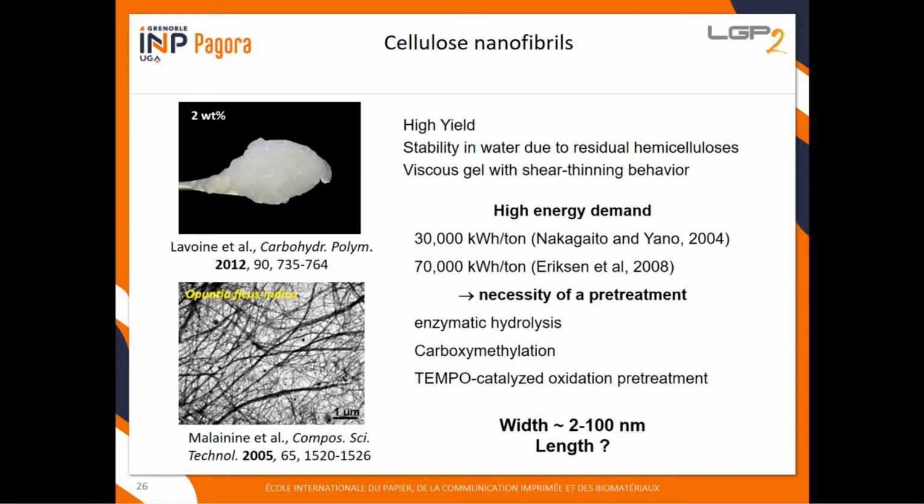It consists of very long, flexible filaments that consist of alternating crystalline and non-crystalline domains. Regarding the dimensions of these nanofibers, the widths range between 2 and 100 nanometers, so it is in the nanoscale range. It depends mainly on the source of cellulose and also on the treatment which is applied to the pulp. For the length, you can see that it's very difficult to measure, but these filaments are very long.